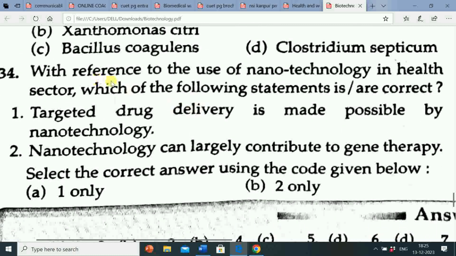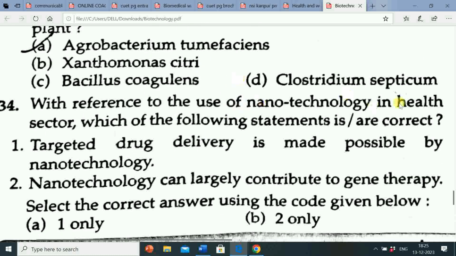Next question, with reference to the use of nanotechnology in health sector, which of the following statements is or are correct? The first statement is targeted drug delivery is made possible by nanotechnology. The second statement is nanotechnology can largely contribute to gene therapy. Select the correct answer using the code given below.